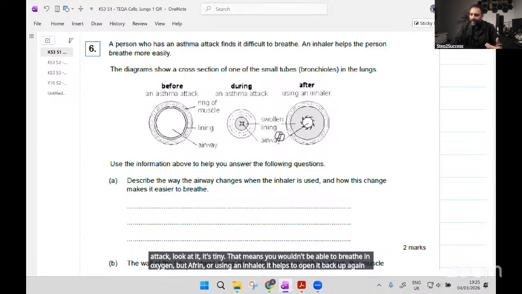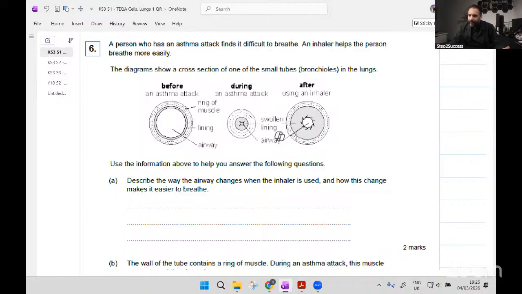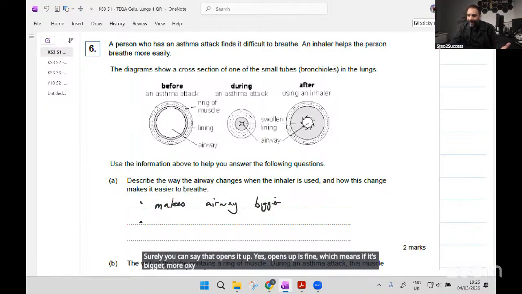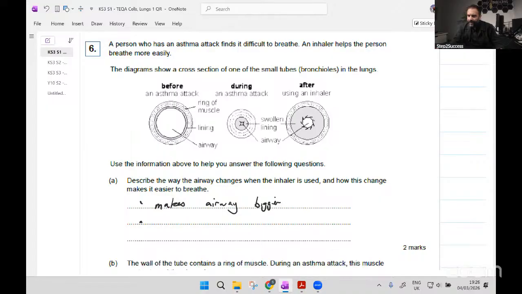And so we want to say it opens, or makes it bigger, I suppose. Yeah, makes the airway bigger. Surely you can say that opens it up. Yes, opens up is fine, which means if it's bigger, more oxygen or more air can get in. So more oxygen can enter the lungs. That makes it easier to breathe.